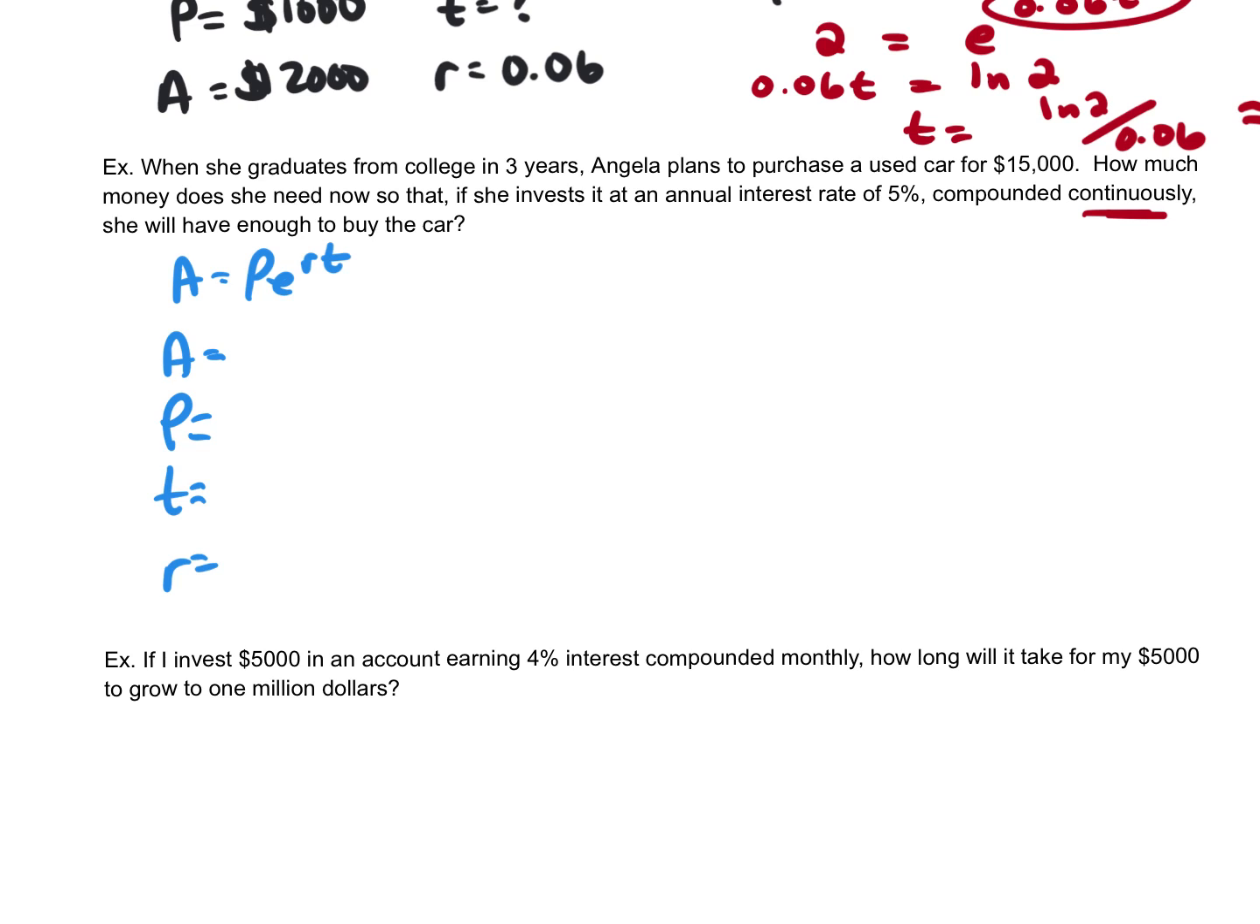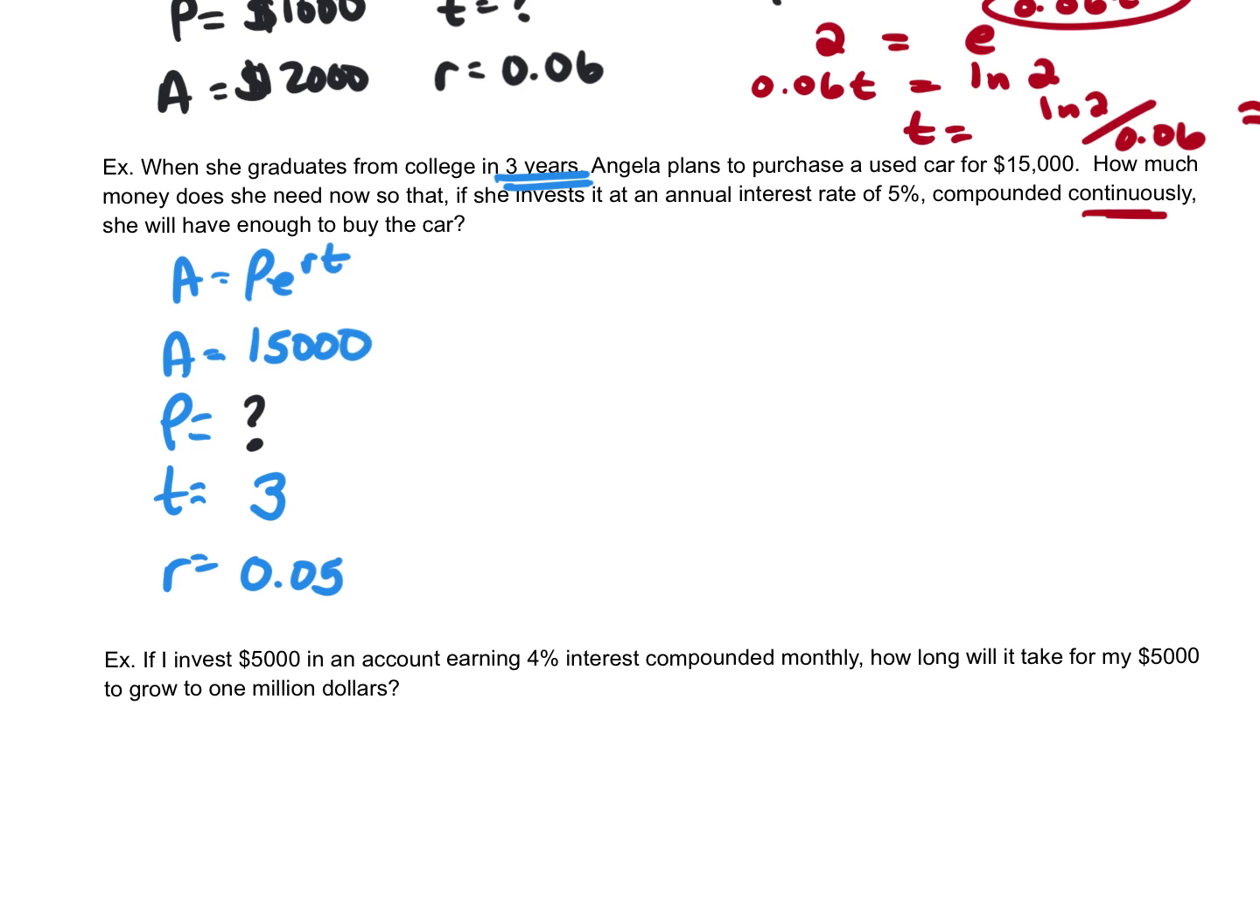So this one's a little different. The interest rate is pretty simple, 0.05. But now what I know is I actually know t. It says in 3 years. We know how long we want this. We want to buy the used car for $15,000 in 3 years, and we want to know how much we have to invest right now. So what we really don't know in this problem is the principal. But we know the amount we want in 3 years is $15,000. It's a little different than before.